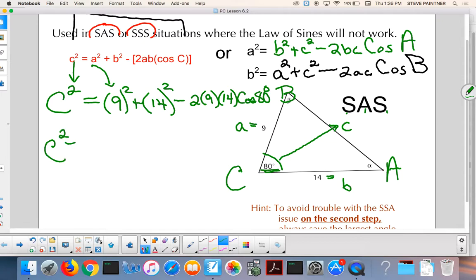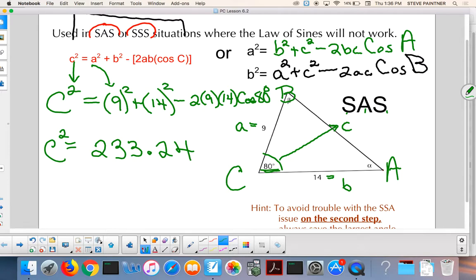C squared equals, and of course, your calculator can handle this by itself. You don't have to sit there and go 81 plus 196 minus. Just type it in. Tell me what you get. 233.24. Say that. 233.24. 233.24. Okay.